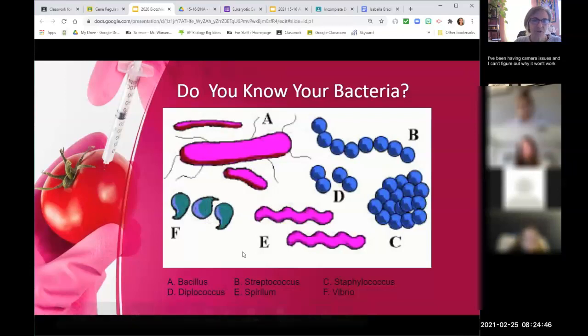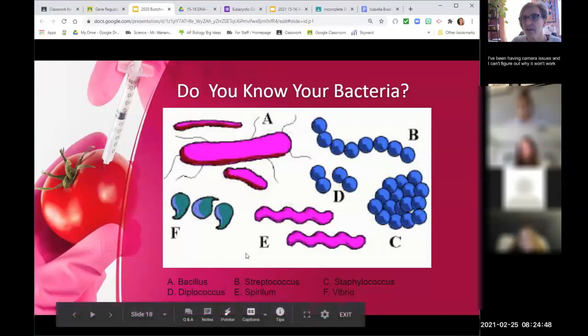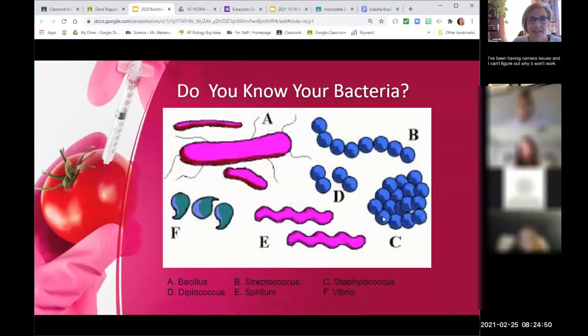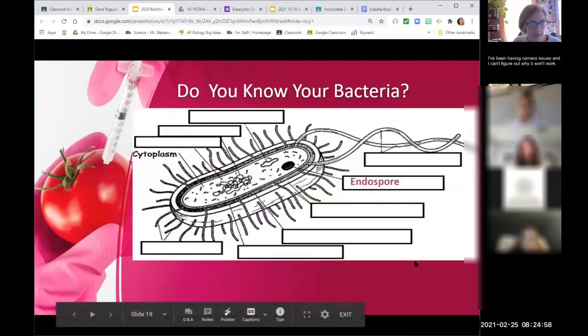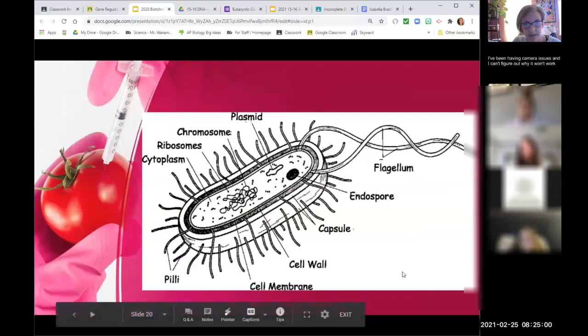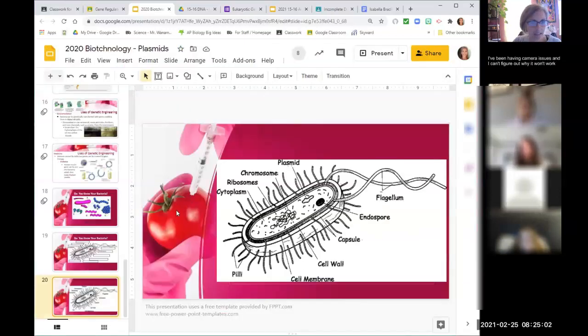So this just helps you. Bacteria are typically named according to their shapes and their community or lifestyle, if you will. So that helps us know something about the bacteria just by knowing its name. And I'm going to skip the labeling because we were a little bit shorter on time.